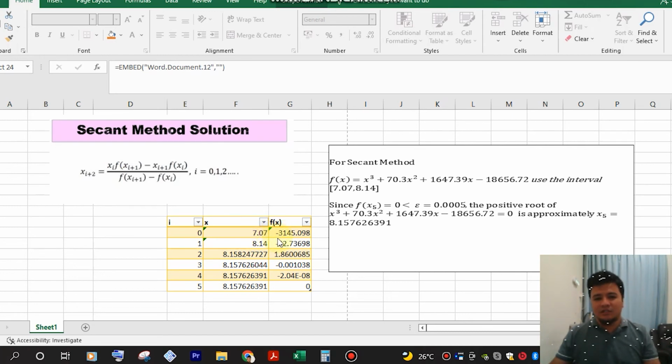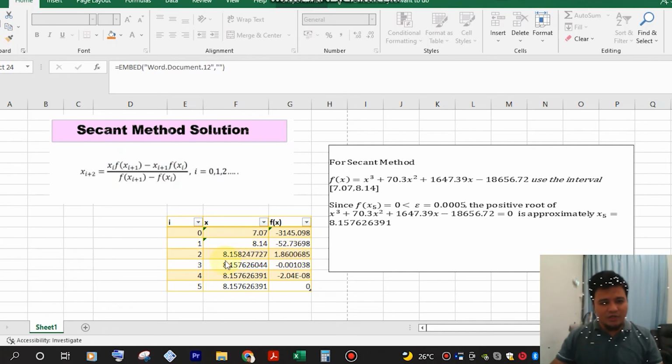By substituting this value into f(x), we get the first function value, which is negative 3145.098. For the second function, I substitute the value of 8.14 and I get negative 52.736898. Why didn't I use 4 decimal points? Because the numbers in the 5th or 6th decimal points are still changing at that point, and it does not happen at the further point, which is the first 3 or 4 decimal points.